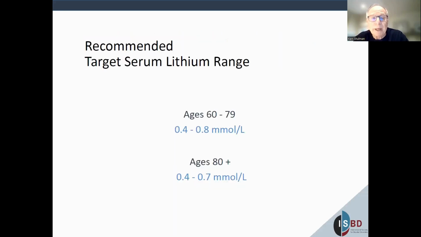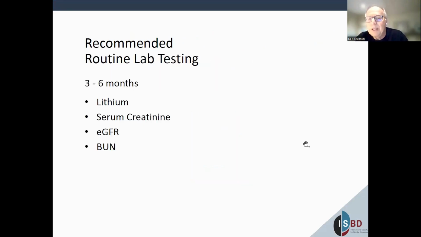And what were the recommended ranges? Here you can see that they're similar to what was recommended in the general adult population: 0.4 to 0.8 for 60 to 79-year-olds, who are more or less like the general population. Interestingly, for those 80 and over, I thought we'd have even lower levels, but the consensus was 0.4 to 0.7. It was only slightly lower in the very old. But that's the kind of range that the experts recommended, in contrast to the range that was being reported in the labs.